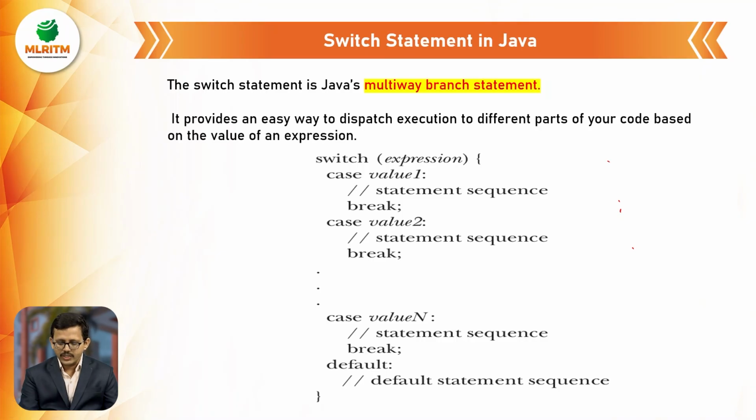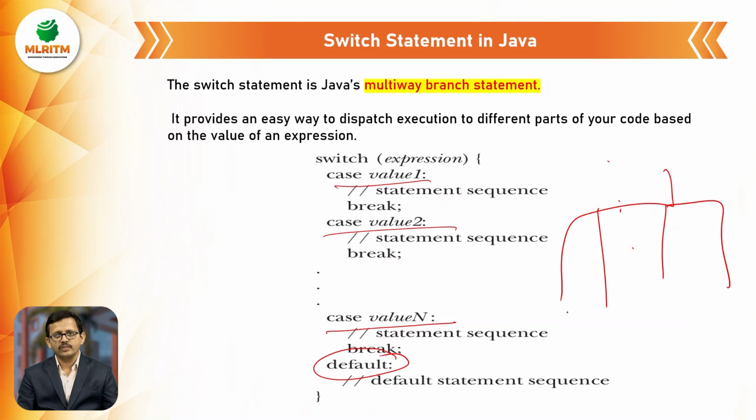Okay, so switch expression, case 1 value, case 2 value, case value n up to will be there, and there is something called default at the last. Okay, let us see what this is. The switch statement is Java's multi-way branch statement. Multi-way.